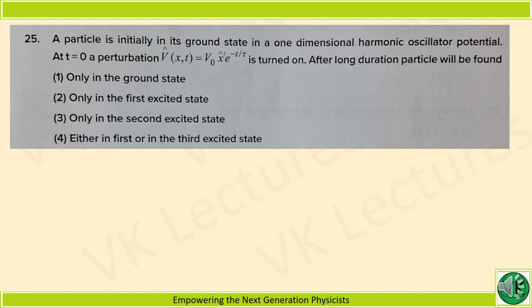The particle is initially in the ground state in a one-dimensional harmonic oscillator potential. At t equal to 0, a perturbation V of x comma t equal to V naught x to the power 3 e to the power minus t by tau is turned on. After a long duration, the particle will be found either in the first or third excited state.